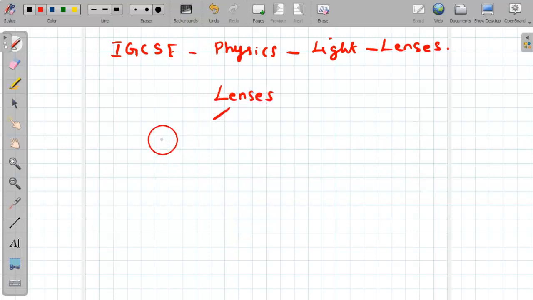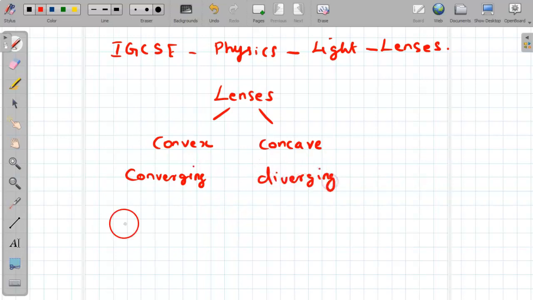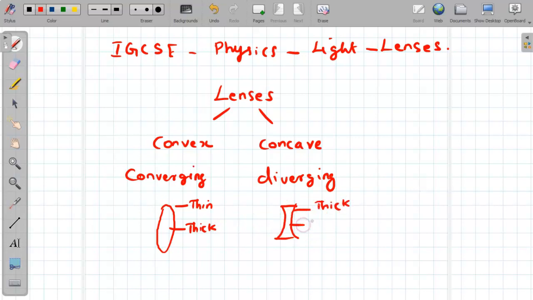Lenses, two types: convex and concave. Another name: converging lens and diverging lens. Convex lens, concave lens. The convex lens at the edge is thin, at the center it is thick. The concave lens at the edge is thick, at the center it is thin.